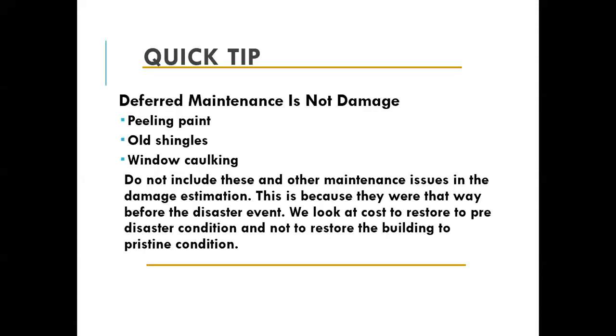Just a couple of notes here. Deferred maintenance wouldn't be part of this. So, this is just maintenance that hasn't been done before the damage occurred: peeling paint, old shingles, window caulking, that kind of stuff. Again, we're looking at the pre-disaster condition, so we're not looking at this deferred maintenance stuff.